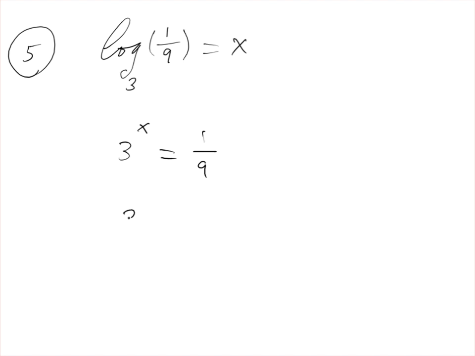But this one we can easily solve by writing 1/9 as a power of 3. 9 is 3 squared, but it's in the denominator, so this is 3 to the -2. 1/9 is 3 to the -2. So that when the bases match and you have two exponentials equal, the exponents obviously have to be equal as well. So x has to equal -2.